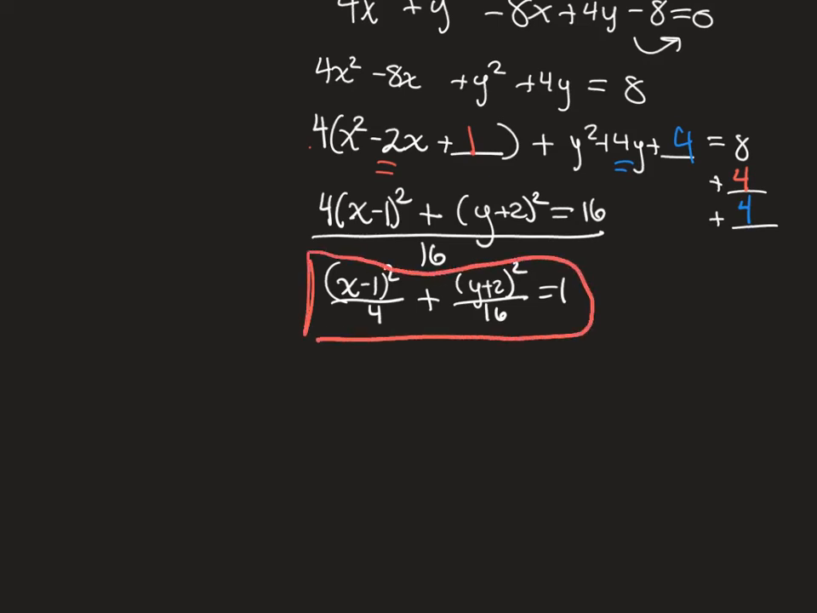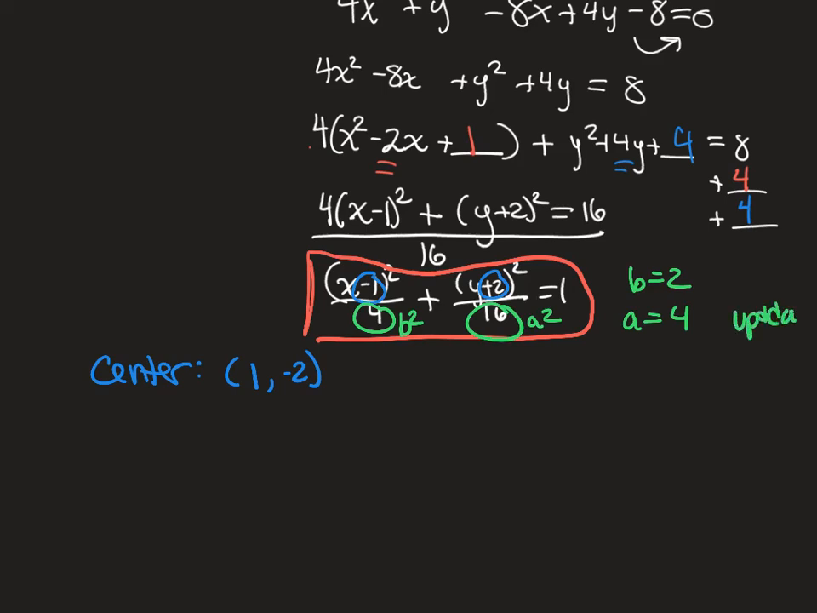So start with my center, because it wants you to find the center, vertices, and foci. So my center is going to be 1 comma negative 2. It's my h and my k right there. This is smaller, so this is my b squared. So that means b equals 2. This is my a squared, so a equals 4. And because my bigger number is under my y stuff, this is going to go up and down.